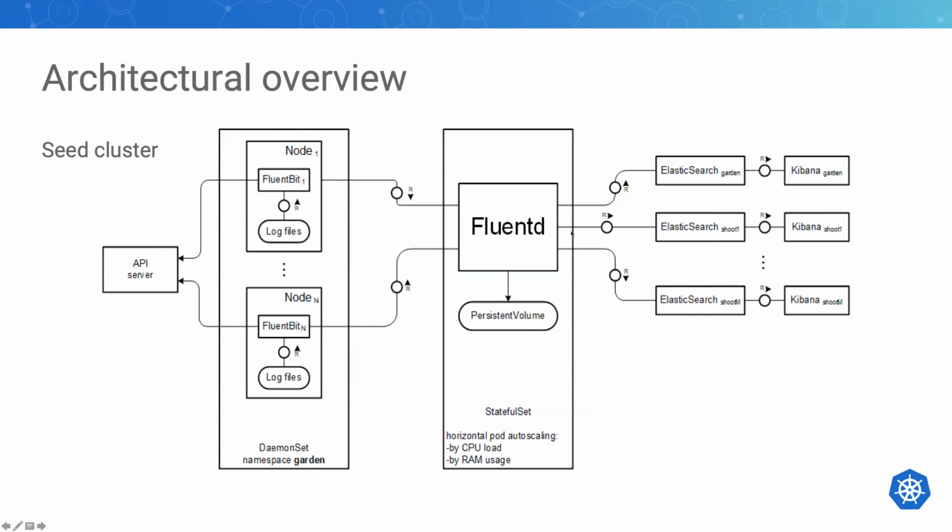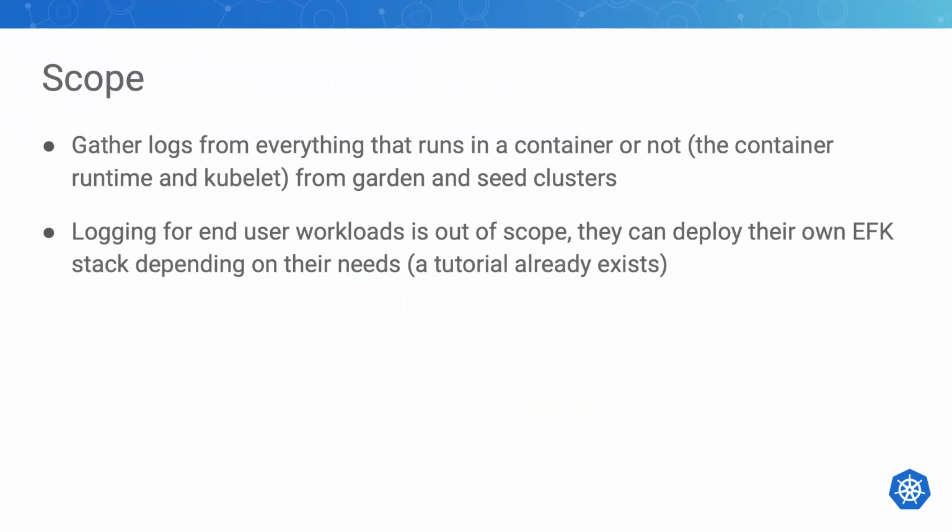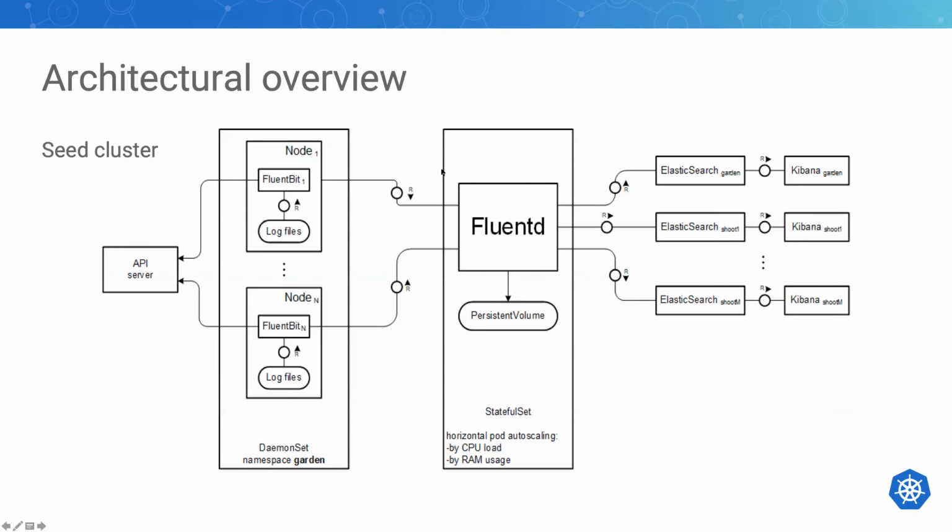In our case, we use the dynamic elastic plugin. FluentD basically sees that the log message is coming from a pod in a given namespace, and it forwards the message to the elastic instance in this namespace. We deploy single node elastic clusters and Kibanas in each shoot namespace, and in the Garden namespace, the Kibana is exposed via ingress, and the ingress is available from the Garden dashboard.